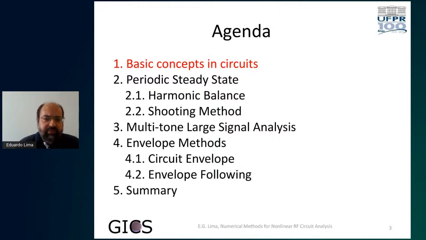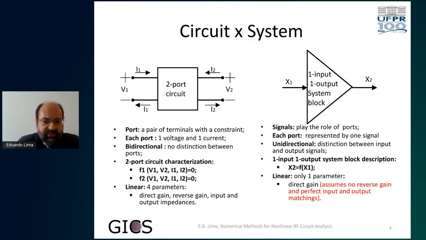Let's start with some basic concepts in circuits. Circuits have ports. A port in a circuit is a pair of terminals with a constraint. The current that enters the circuit by one terminal must be equal to the current that leaves the circuit by the other terminal. Each port has two variables, one voltage and one current. There is no distinction between ports. The energy can propagate in both directions. In a two-port, the circuit is characterized by a set of two independent equations that manipulate voltages and currents in both ports. If the circuit is linear, there are four parameters. These parameters are related to direct gain, reverse gain, input and output impedances.